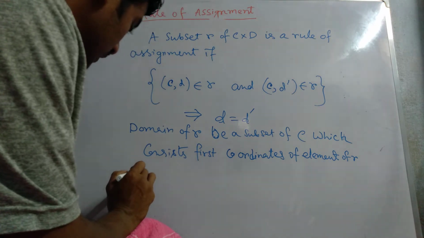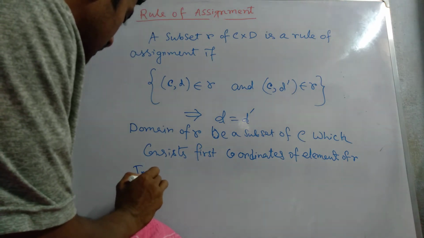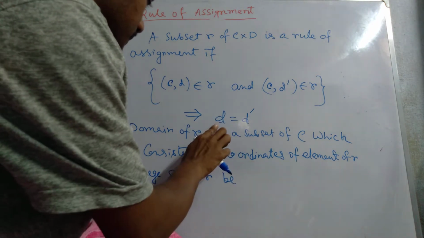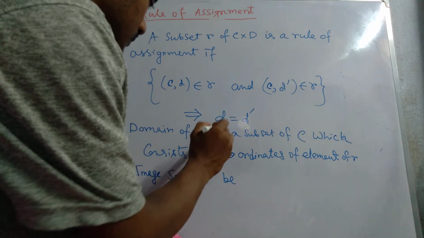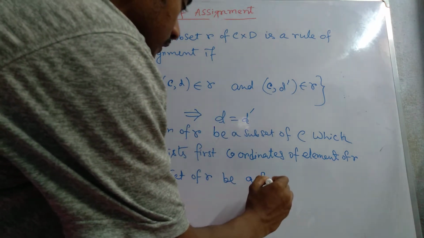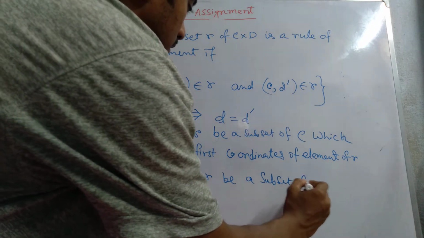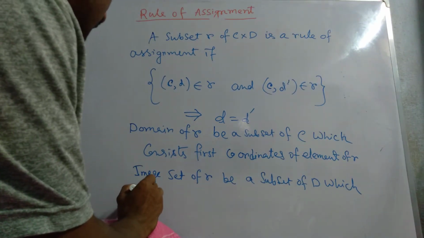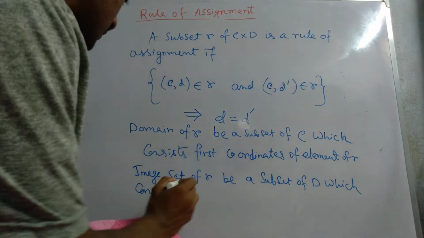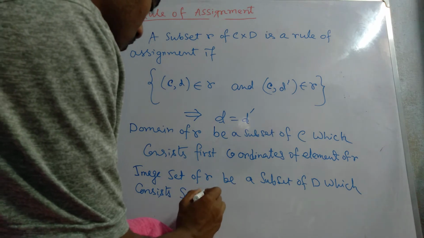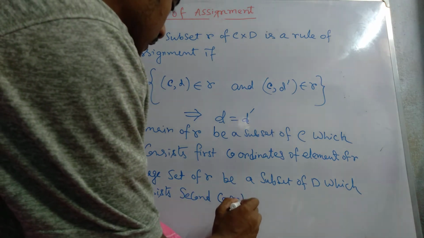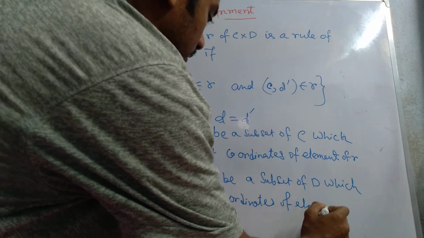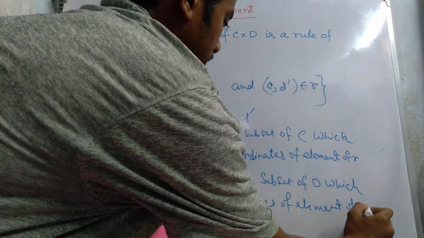And the range or image set of R is a subset of D which consists of the second coordinates of elements of R.